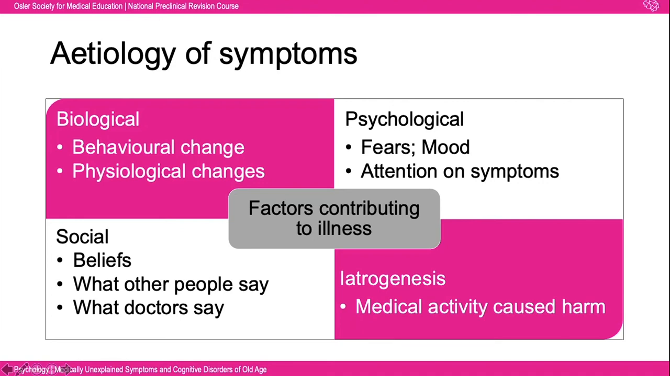Lastly, there is iatrogenesis, which describes doctor-caused harm that can contribute to medically unexplained symptoms. Harm can be caused by giving the wrong drug, putting someone in hospital for weeks, and by what you say to patients. Doctors can make people more worried about their symptoms, even by saying, "Keep an eye on that, and if it gets worse, then come back."